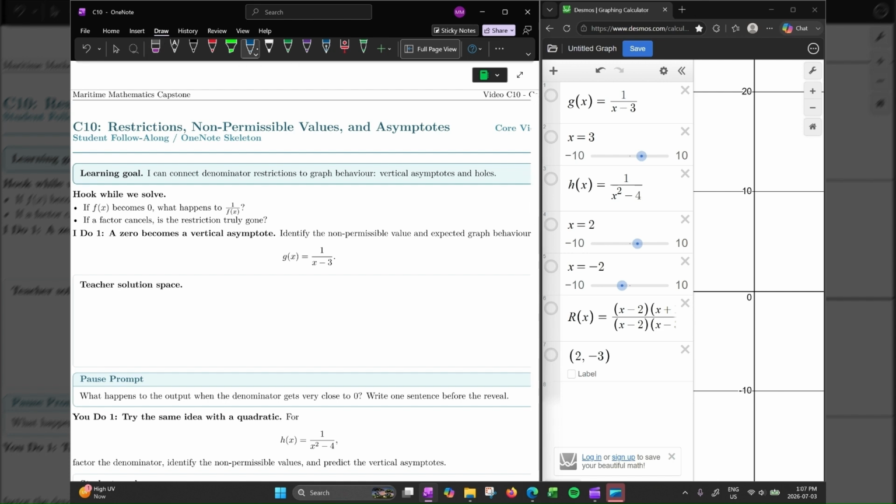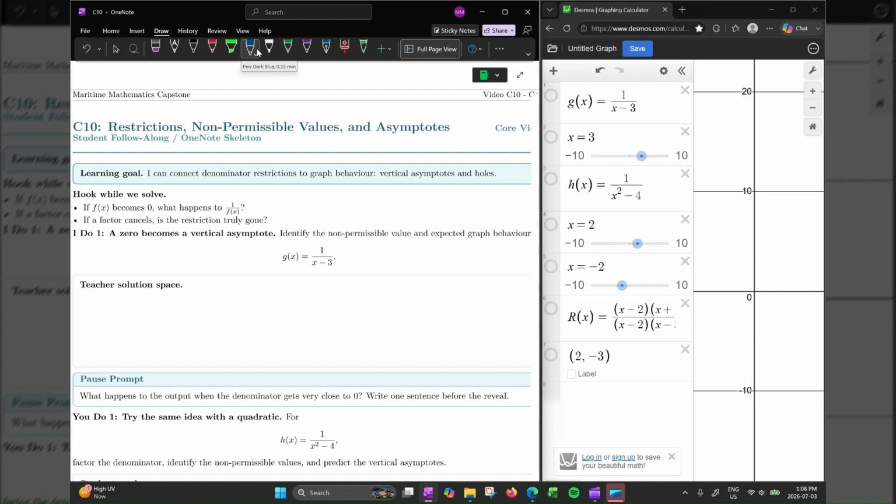So let's dive in. The hook is: if we have a function f of x, and f of x becomes 0, ask yourself what is happening to 1 over f of x. And flip side, if a factor cancels, so if whatever made f of x 0 can be divided out, is that restriction truly gone? Do we have to worry about it or not?